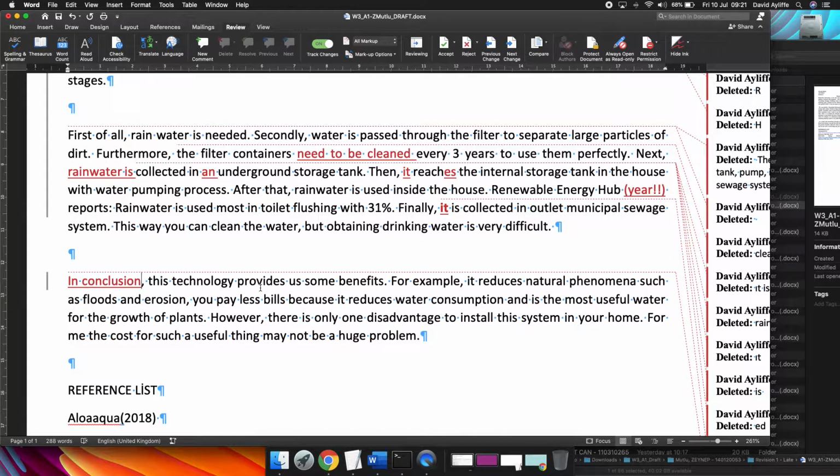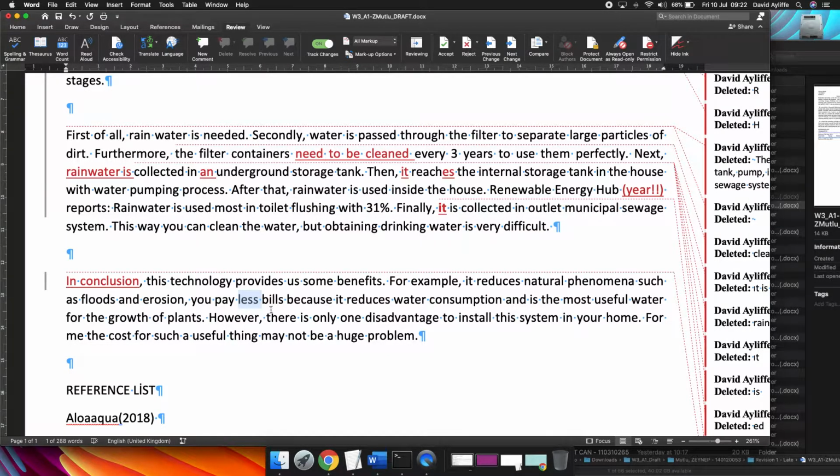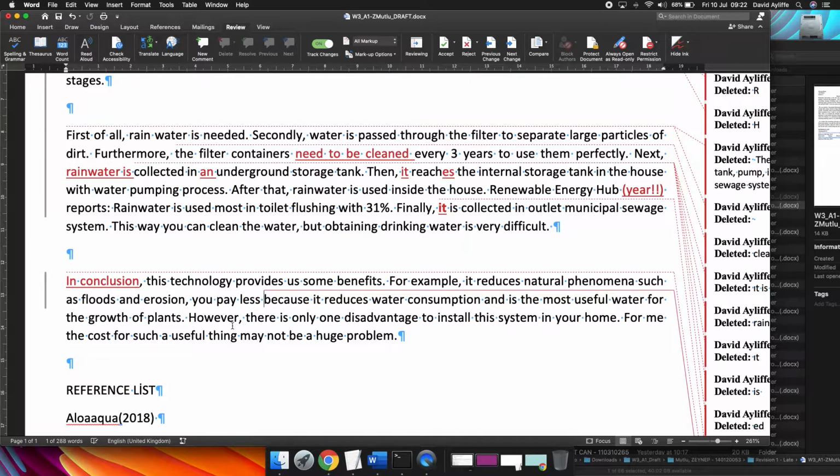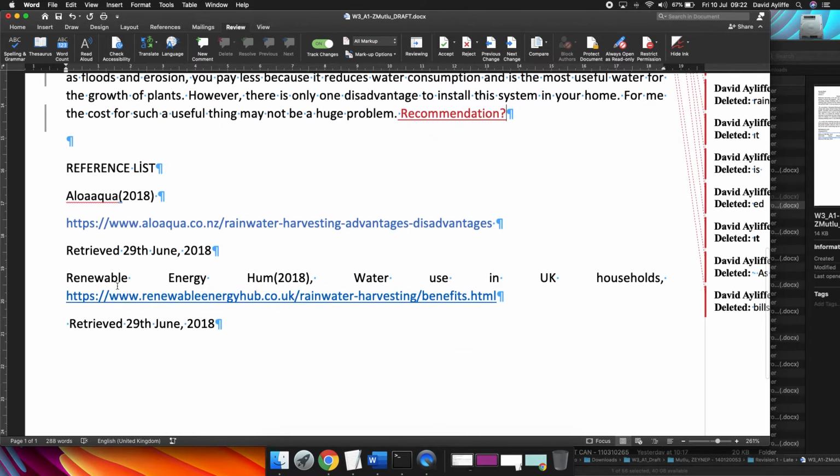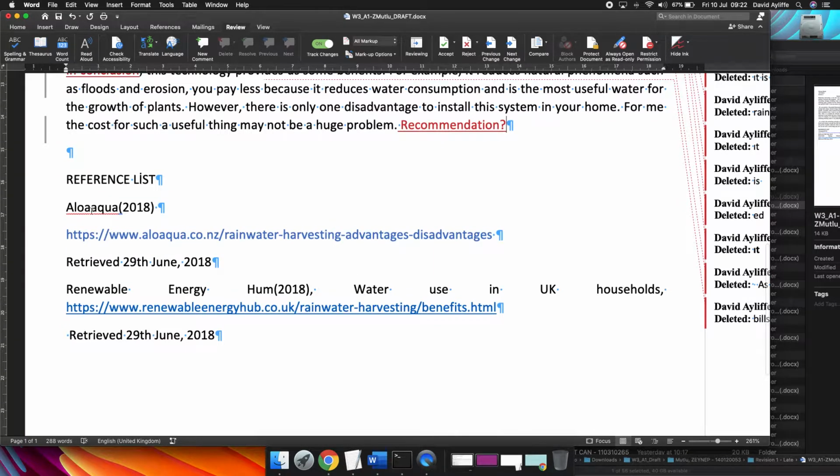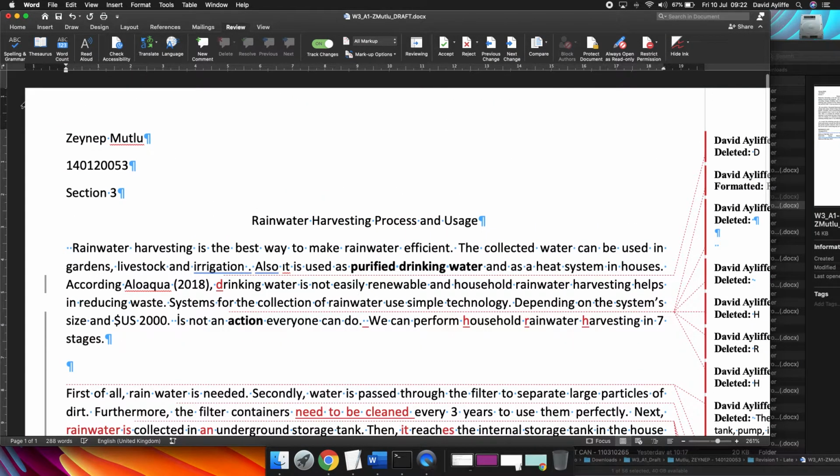This technology provides us with some benefits. For example, it reduces natural phenomena such as flood. Okay, good. You pay less bills. You don't pay less bills. You have the same number of bills. You pay less money. You pay less because it reduces water consumption. However, there is one disadvantage for me. Cost. Okay, good. Maybe a recommendation here. Yeah, what do you think? No? Okay, good reference list. Alo Aqua. Okay, good, Zenith.